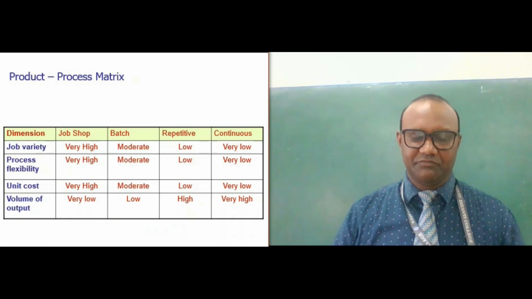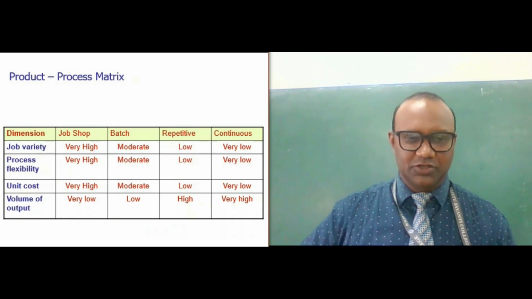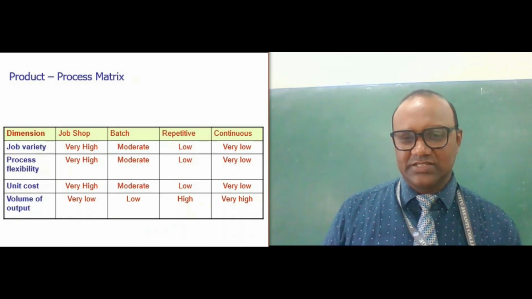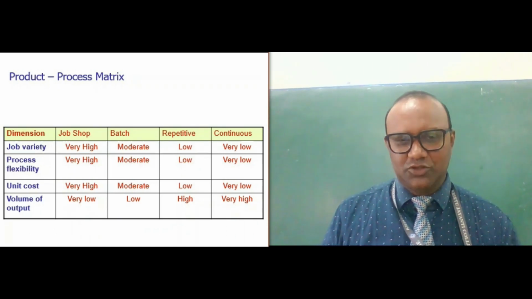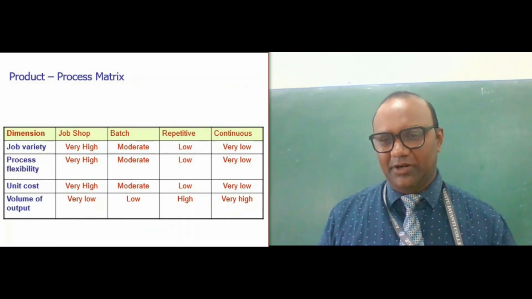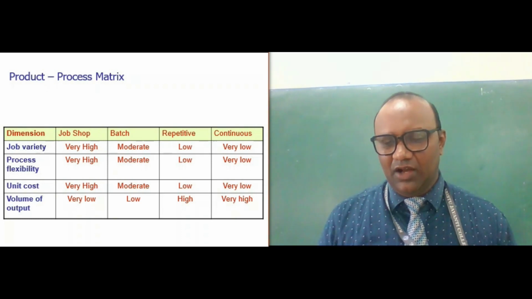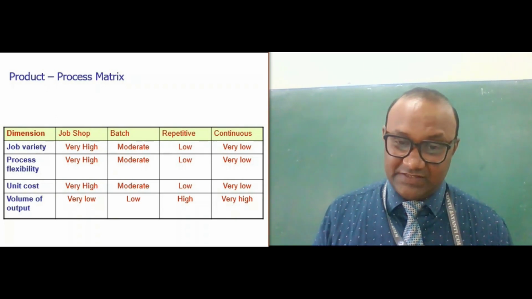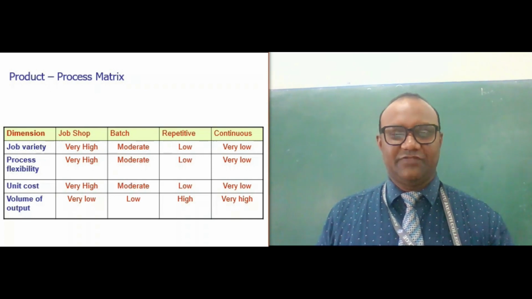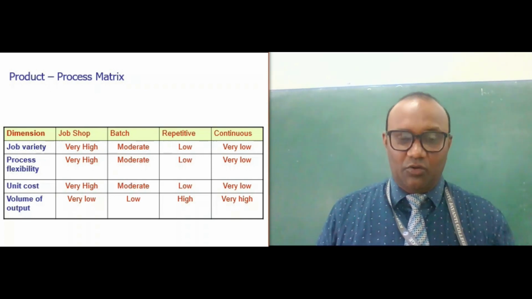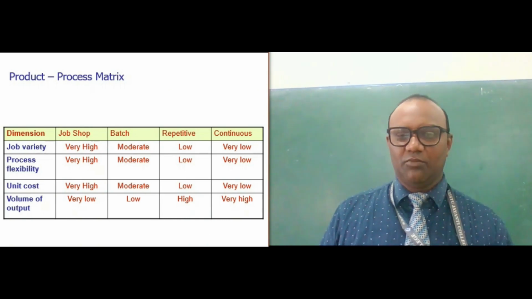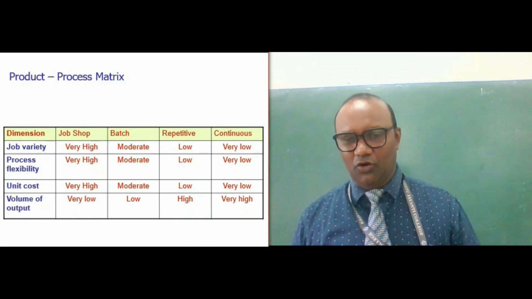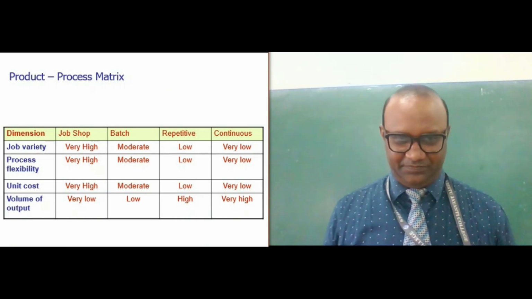And this particular slide gives you the option of job variety. What is the type of process you could choose, from a job shop to a batch production to a repetitive or a continuous. And we're looking at whether job variety is very high or very low, or process flexibility is very high or very low, or what is the unit cost of manufacturing, is it very high or very low, and then volume of output, is it very high or very low, and accordingly you make a decision, right?